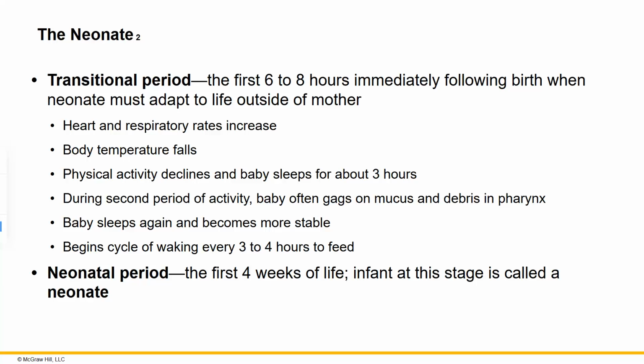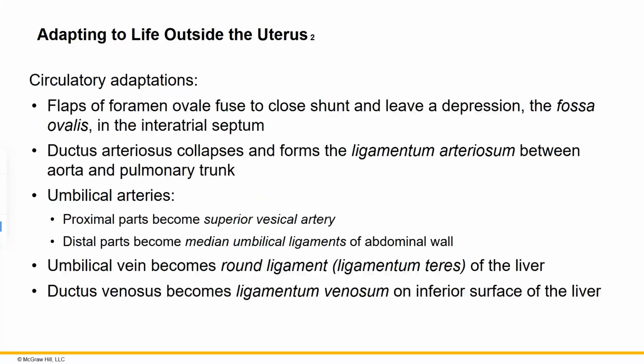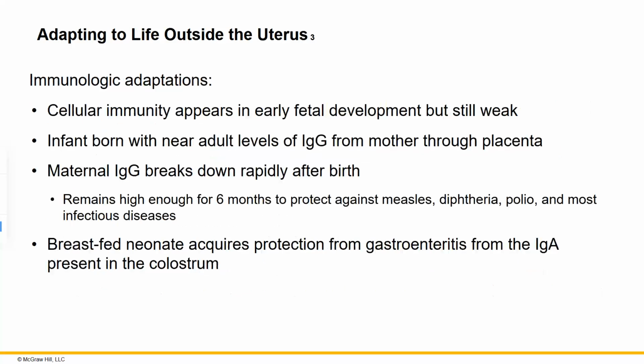Neonatal period, the first 4 weeks of life. An infant at this stage is called a neonate. They have adapted to life on the outside. They've begun breathing. They've made great effort to inflate the lungs. Circulatory adaptations occur. So umbilical arteries start to deteriorate because they no longer need the umbilical cord in order to get nutrients from the mother.